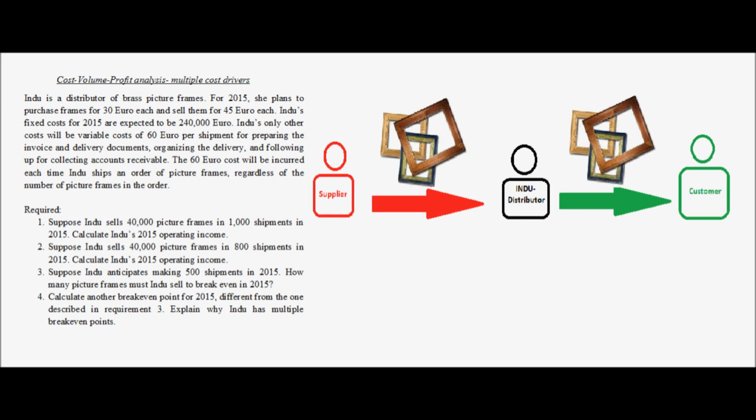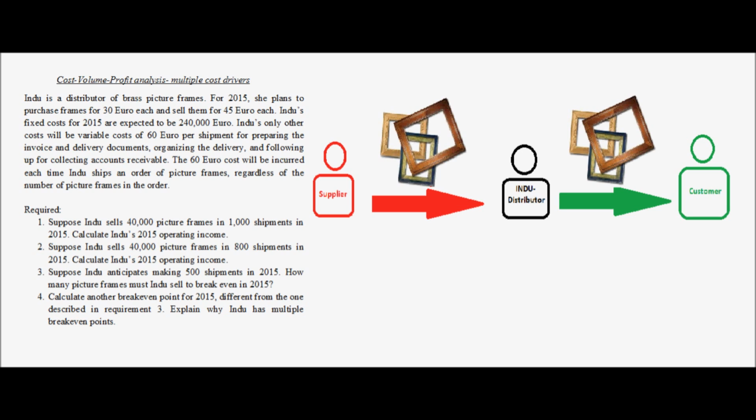Let us look at an example of cost volume profit analysis with multiple cost drivers. Indu is a distributor of brass picture frames. For 2015, she plans to purchase frames for €30 each and sell them for €45 each. Indu's fixed costs for 2015 are expected to be €240,000.